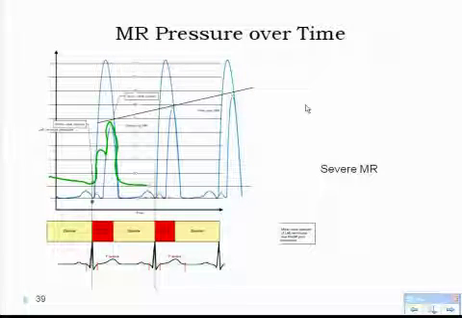Right. Very large V wave. Yeah. It actually will look like a ventricular wave. You're going to be going like, it looks like an actual ventricular wave, which is basically mimicking a ventricular wave.